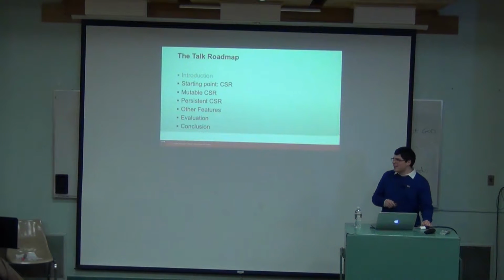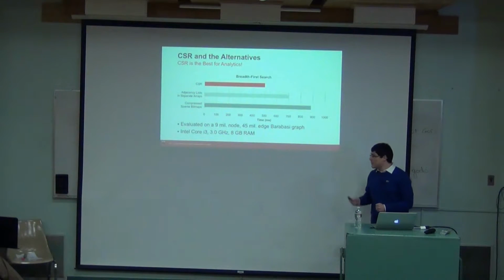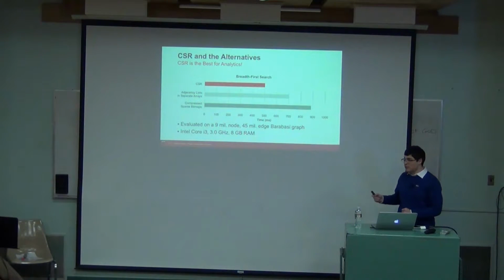So first, let me tell you about CSR, which is kind of the gold standard in graph analytics. That's where we started. Then next, I'll tell you how we made it mutable. Then we made it persistent, which means using an SSD or not just your RAM. Then I'll mention some other features of our system, but without really explaining them, because we probably wouldn't have the time. And then I will show some performance numbers and conclude. Before I tell you what CSR is, let me tell you why we chose CSR.